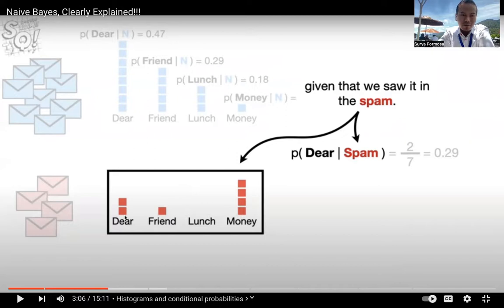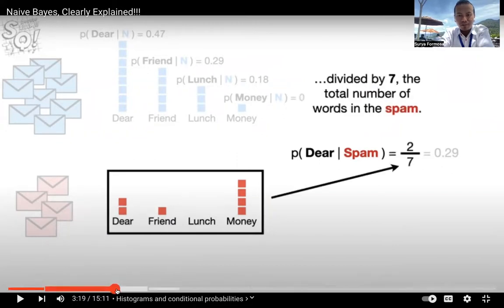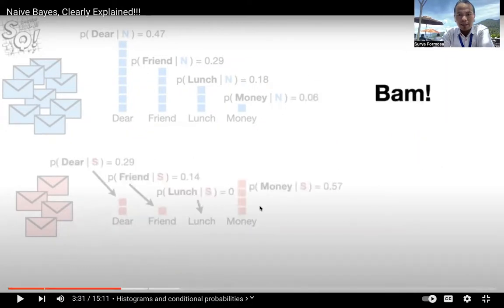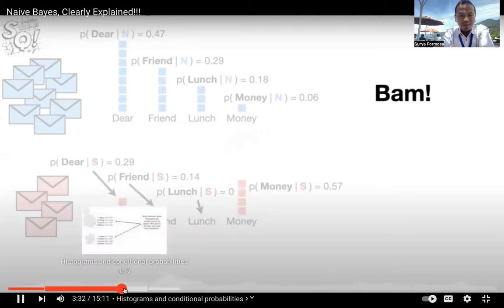And then we have 1, 2, 3, 4, 5, 6, 7. We have 7 words in this class. And for the probability of dear, we got 2 dear words. So the probability is 2 divided by 7, which equals 0.29, and so on. And then we got the probability of each word in its category, right?